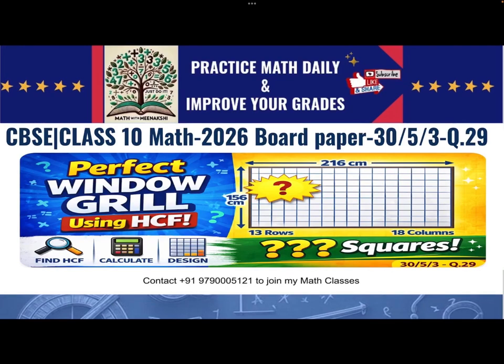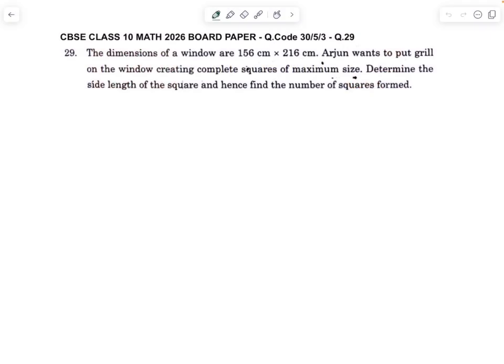Hello all, in this video I am going to solve question number 29 from CBSE class 10 standard math 2026 board paper, and the question paper code is 30/5/3. Question 29 says the dimensions of a window are 156 centimeter by 216 centimeter. Arjun wants to put grill on the window, creating complete squares of maximum size. Determine the side length of the square and hence find the number of squares formed.